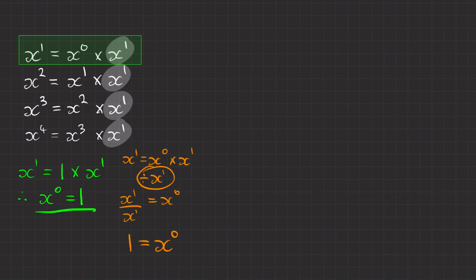The other way we can view it, to work it out, is if we say actually, we know that x to the power of 1 is x to the power of 0 times x to the power of 1. Let's go back one. So we've got x to the power of 0 equals x to the power of minus 1 multiplied by x to the power of 1. So we've still got this same element here, the x to the power of 1, but what I'm going to do is just rewrite this part slightly.